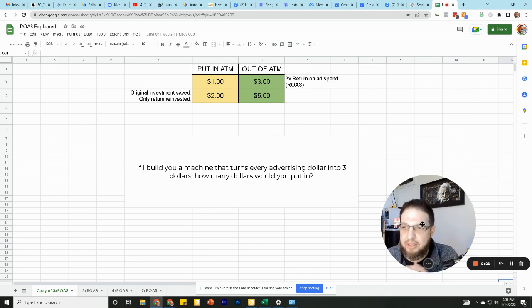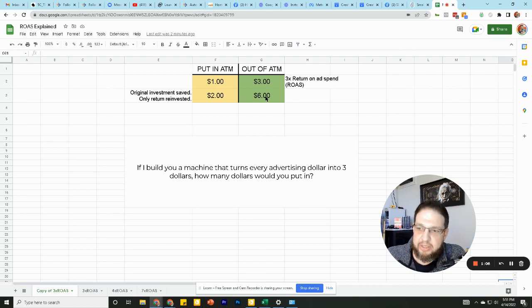So that's basically the premise here. You put in $1, you get $3 back, and you take out your original investment, and the extra, basically the profit, you put back into the system. So now instead of $1, you took your $1 back out, so you don't have that invested anymore, and you take that $2 and put that in, and now you get 3 times return on ad spend.